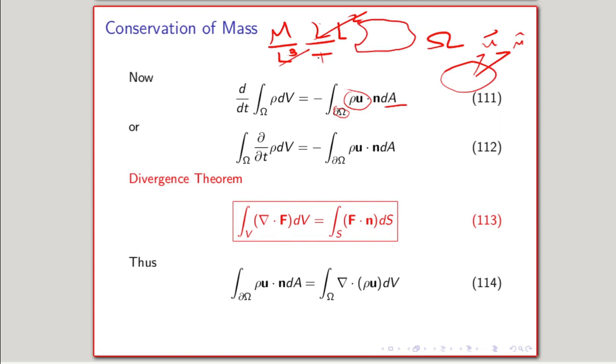And this whole thing here is saying that the variation of mass within the domain is equal to the amount of mass flowing in or out of the entire surface. This is pretty simple. If you have more mass coming in than going out over the surface, the mass is going to increase, the density is going to increase. If you have the contrary, the mass is going to decrease.